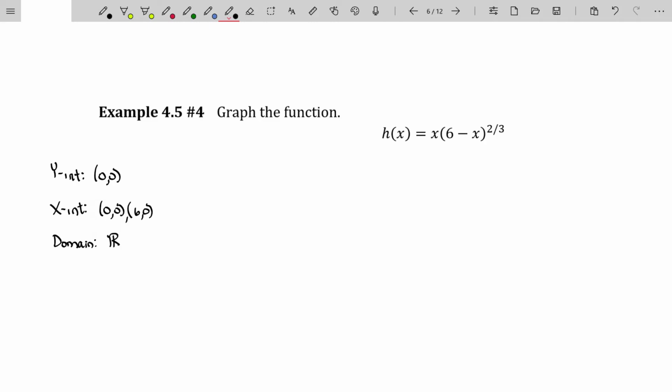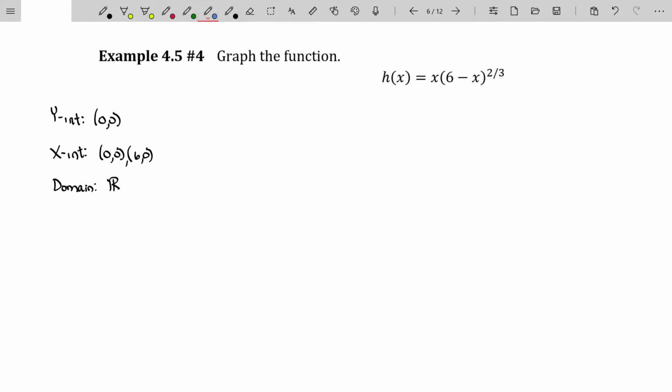Next thing we're going to look for is symmetry. And so let me go ahead and just in blue ink, look at h of negative x. Maybe we have symmetry, maybe we don't. Let's find out. That'll be negative x times 6 minus a negative x being raised to the 2/3 power. That is the same thing as negative x times 6 plus x to the 2/3 power. Now the question is, can you make this the opposite of the original function, or can you manipulate this somehow? And the answer to that is heck no.